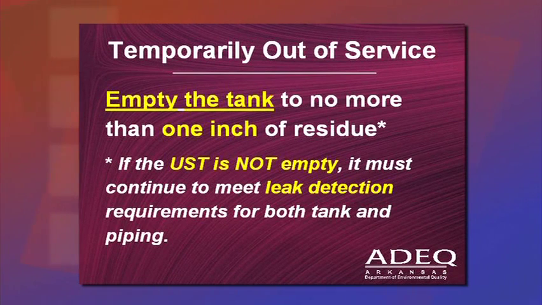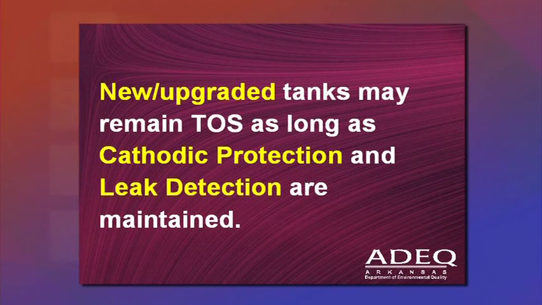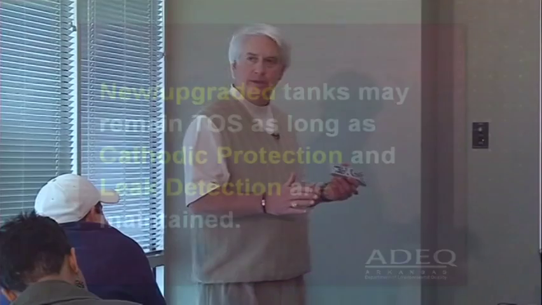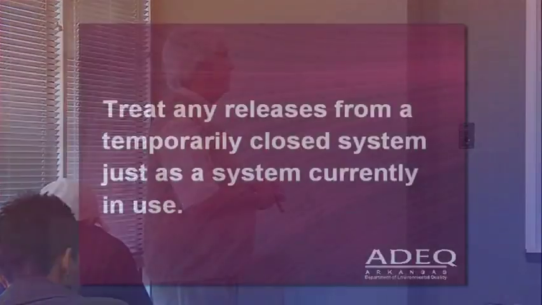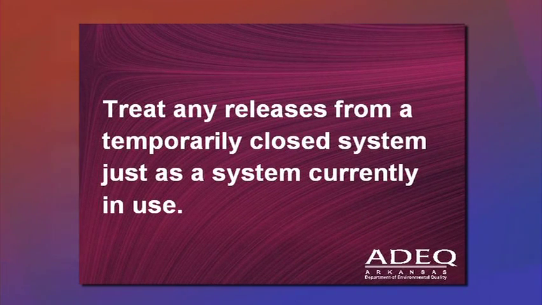If your UST is not empty, you need to continue to meet your monthly leak detection for both the tank and the piping. So it's another good reason to pump this stuff out and send it to the fuel blender or recycler. If you have a new or upgraded tank, it can remain temporarily out of service as long as the cathodic protection and leak detection are maintained. Temporarily out of service forever. You have to treat any releases from a temporarily closed system just like a system that's currently in use.